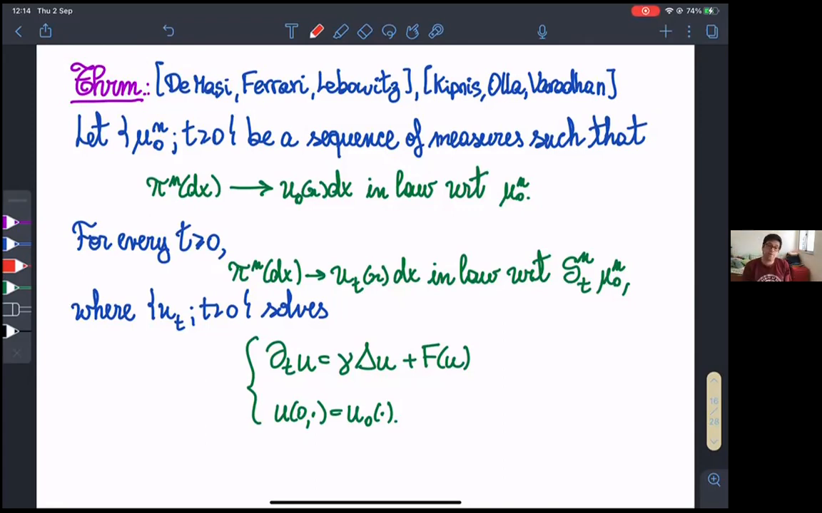And now what happens is that you no longer converge to u0, but you converge to ut, where ut is the solution of the hydrodynamic equation that I wrote before with initial condition u0. Okay, so this is what is called the hydrodynamic limit of the reaction diffusion model. So this theorem was first proved by De Masi, Ferrari, and Lebowitz, who were able in dimension 1 to obtain the associated central limit theorem.